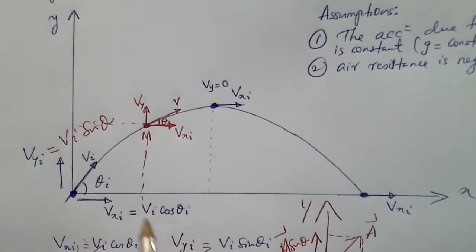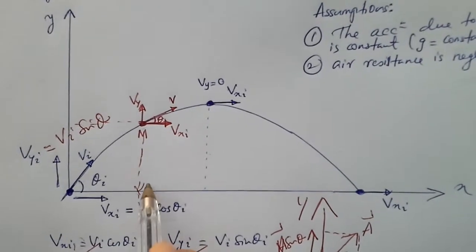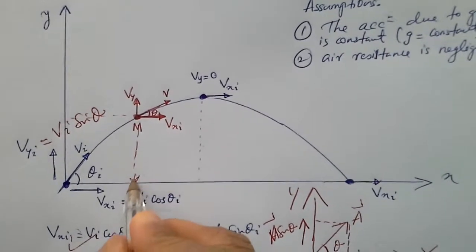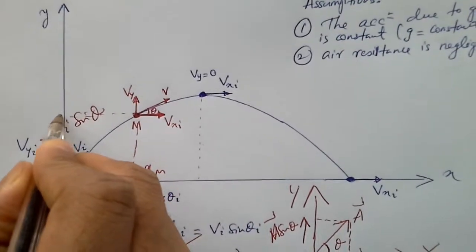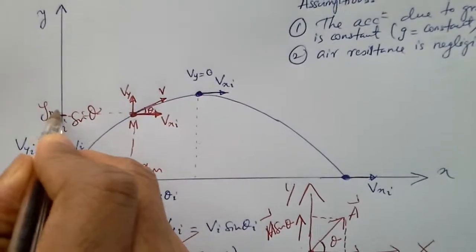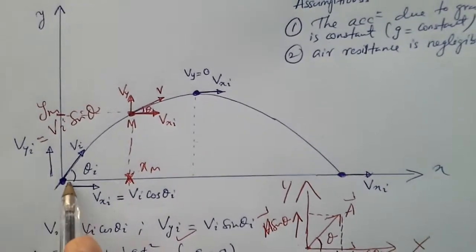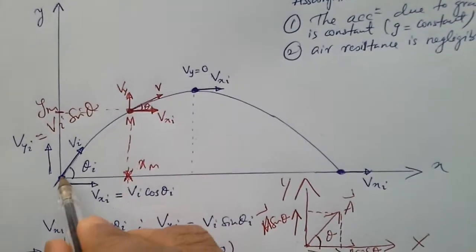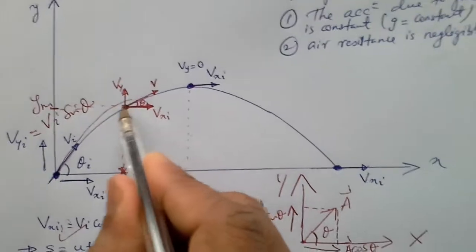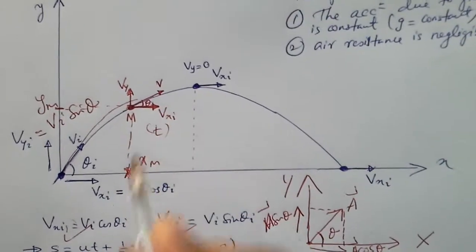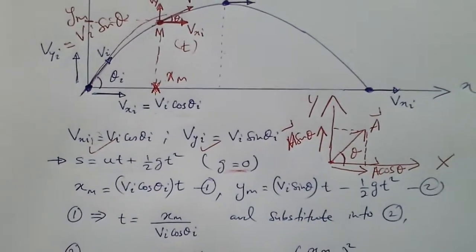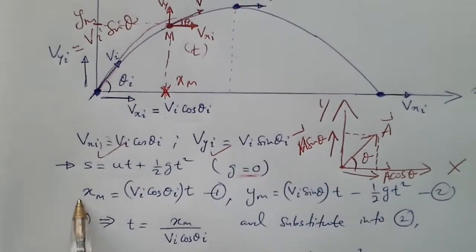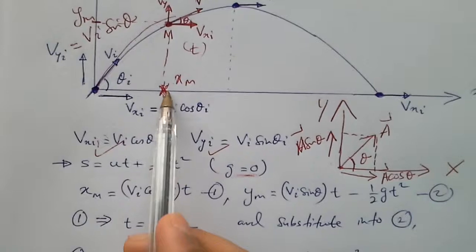Okay, so I will say this coordinate is my xm, and here it's my ym. Let's assume the time taken to reach the ball from here to somewhere here is t. So I'm now using xm to reach this point in the horizontal direction.